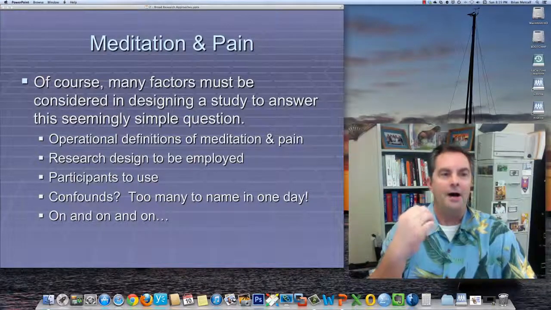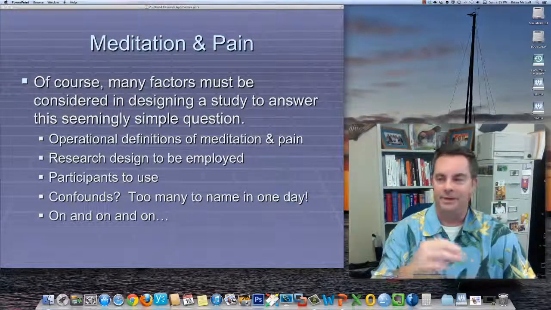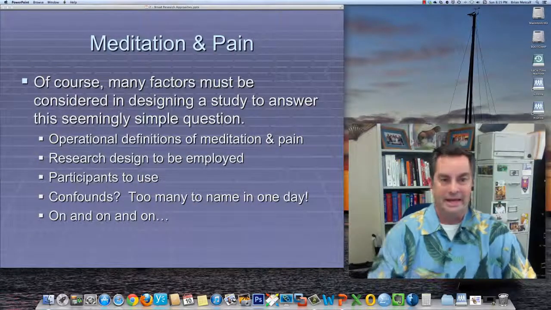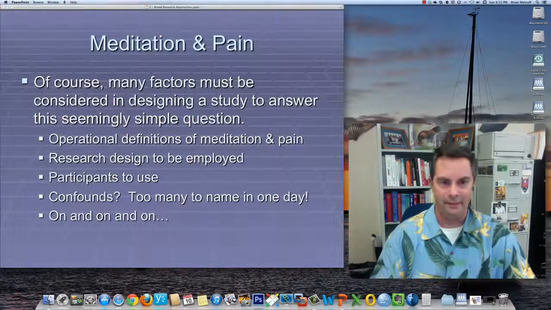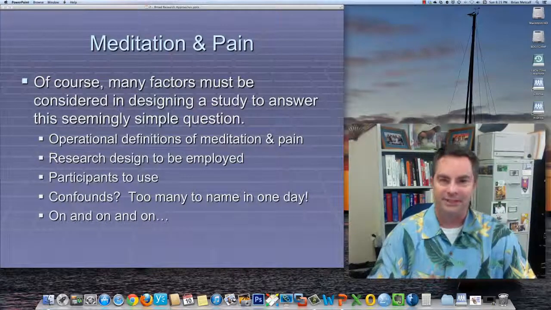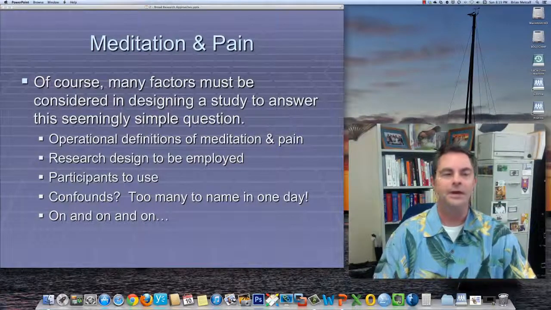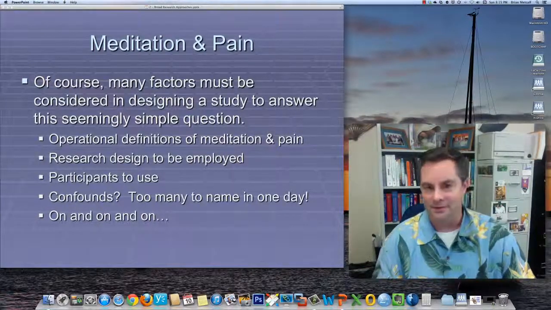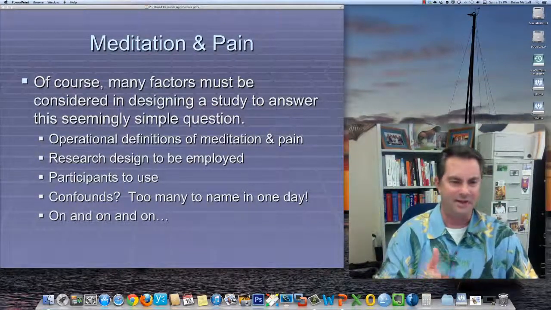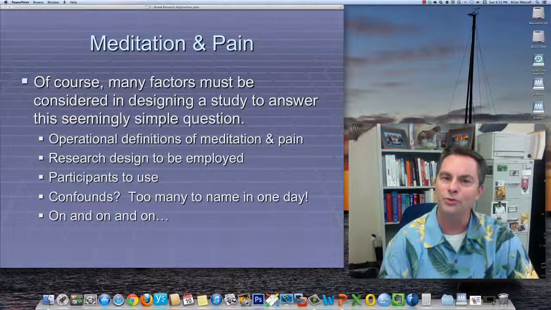For example, there's the question of operational definitions. Meditation and pain, the two primary variables in this hypothetical study, need to be defined clearly. What do we mean by meditation? What do we mean by pain? That's what an operational definition entails. It defines how you're operating with the term. Now, an operational definition differs from an everyday dictionary definition in that it doesn't have to be the most precise, best definition. It needs to be one that's clear enough to say how you're using the variable.